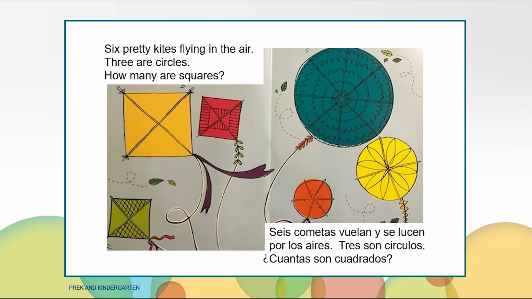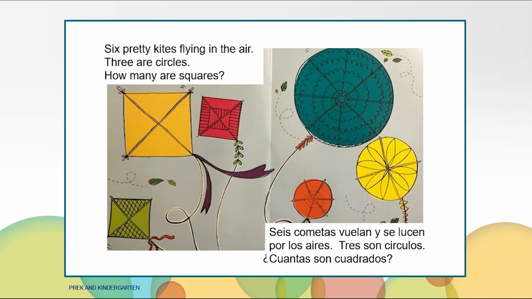6 pretty kites flying in the air. 3 are circles. How many are squares? The first thing we need to figure out is what a circle is and what a square is. Can anyone tell me what a circle is? Right, a circle is a shape that has no corners and no sides. How about a square? Can anyone tell me what a square is? Yes, a square is a shape that has 4 equal sides and 4 corners or angles.